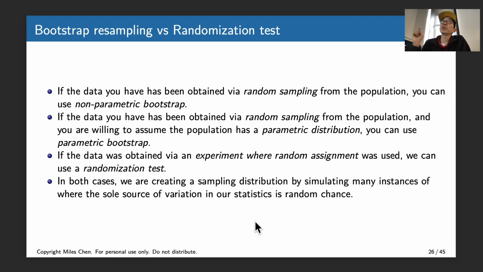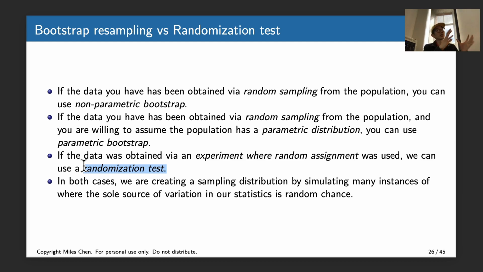When do you use which? On Monday we looked at the randomization test. Today we're looking at bootstrap. Basically, the key here is if the data you have came from random sampling, you can use non-parametric bootstrap, okay? If the data you have came from random sampling and you're willing to make parametric assumptions about the population, you can do parametric bootstrap, okay? On the other hand, if your data came from an experiment with random assignment, then do a randomization test, right? So those are your key differences.